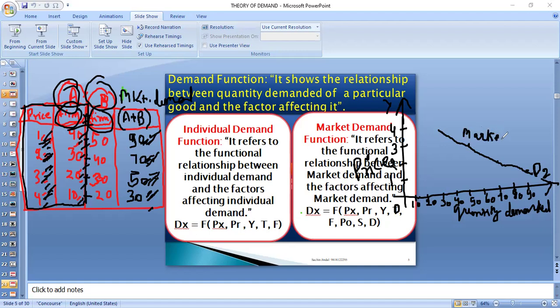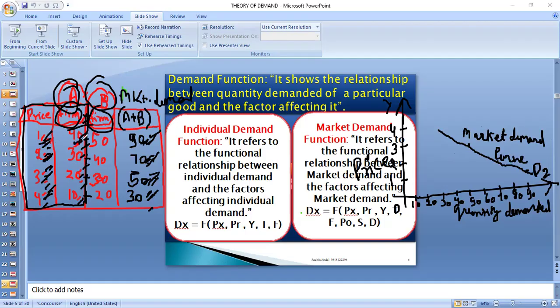It can be a straight line. Market depends upon the data, but it is considered as a curve. Market demand curve. Right now, we can make the individual demand curve as well.